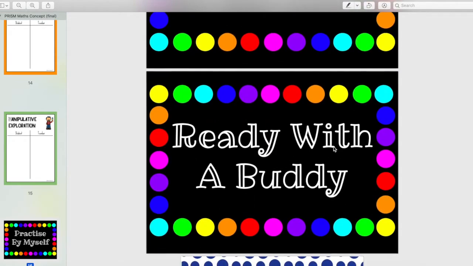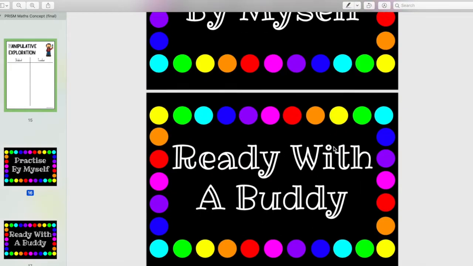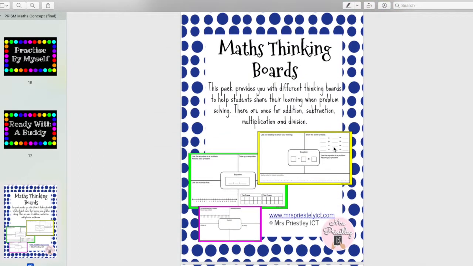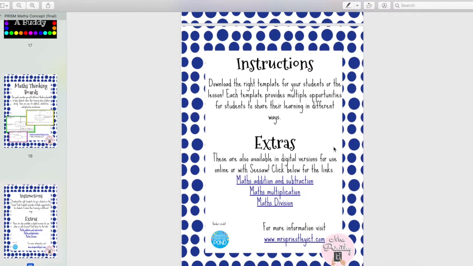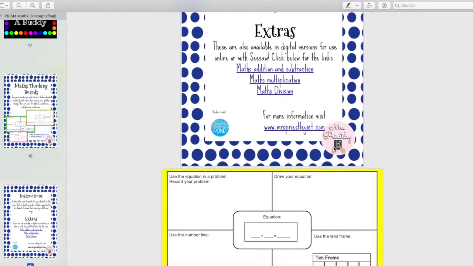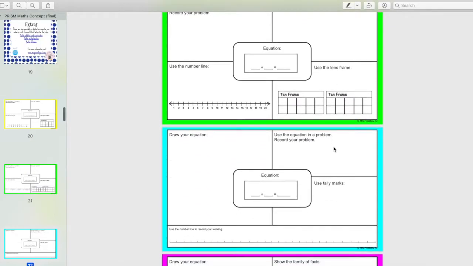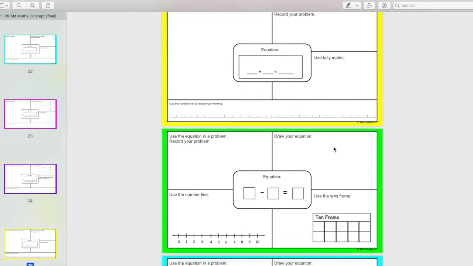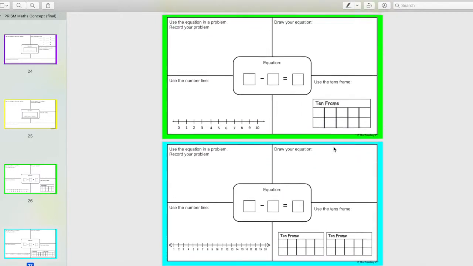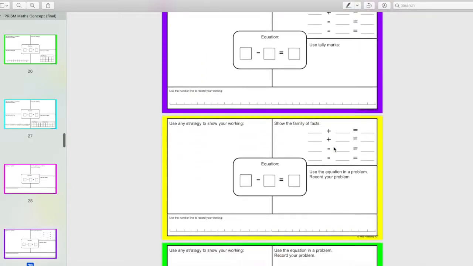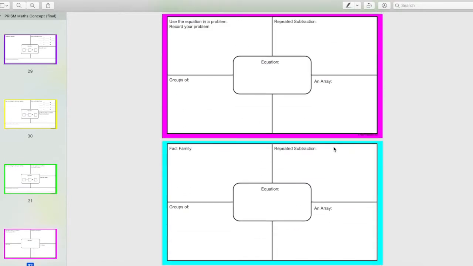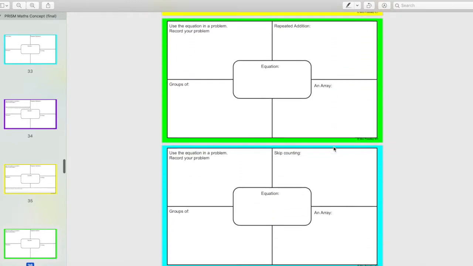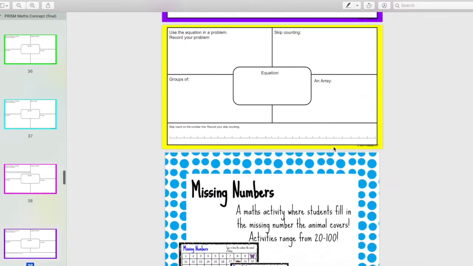These are the signs that you put on the boxes, so I've got a practice by myself sign and a ready with a buddy sign. And these are a copy of my maths thinking boards. So it tells you the instructions and some extras, and then it includes them all here. And you just download the one that you want your students to use, and then put it on the wall, and they can come and take that. So there's addition, subtraction, multiplication, and also division as well. So it just depends what type of problem solving you'd like them to do.